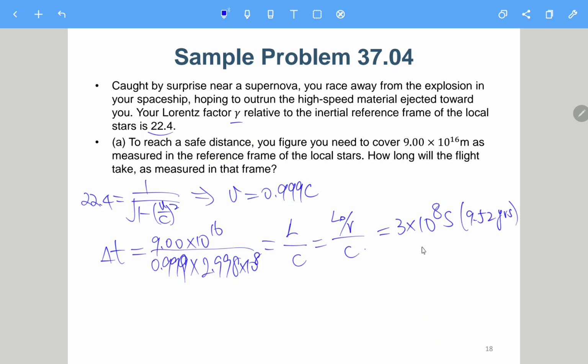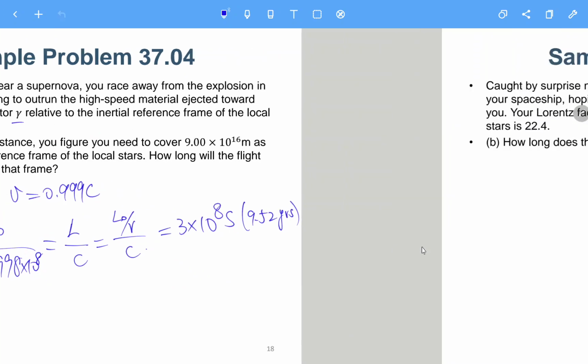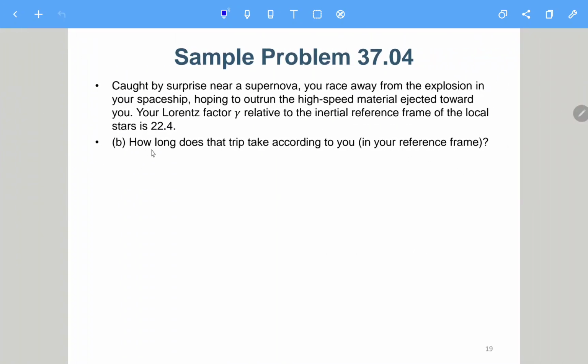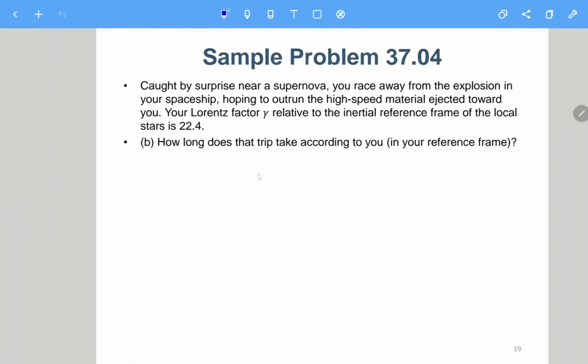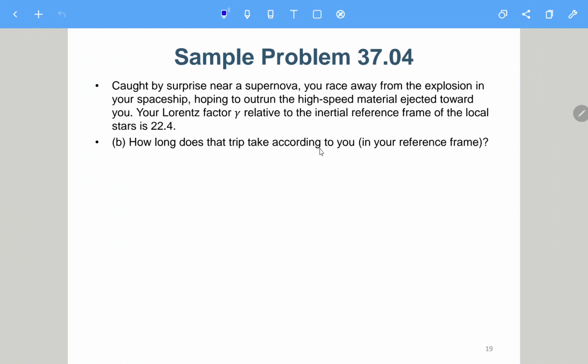And actually, in that reference frame, question B is how long does the trip take according to you? So actually, this is the time it takes to measure how long you run a race. So this is not the proper time. This is the time measured on the star. And then how long does that trip take according to you? Because you are moving.